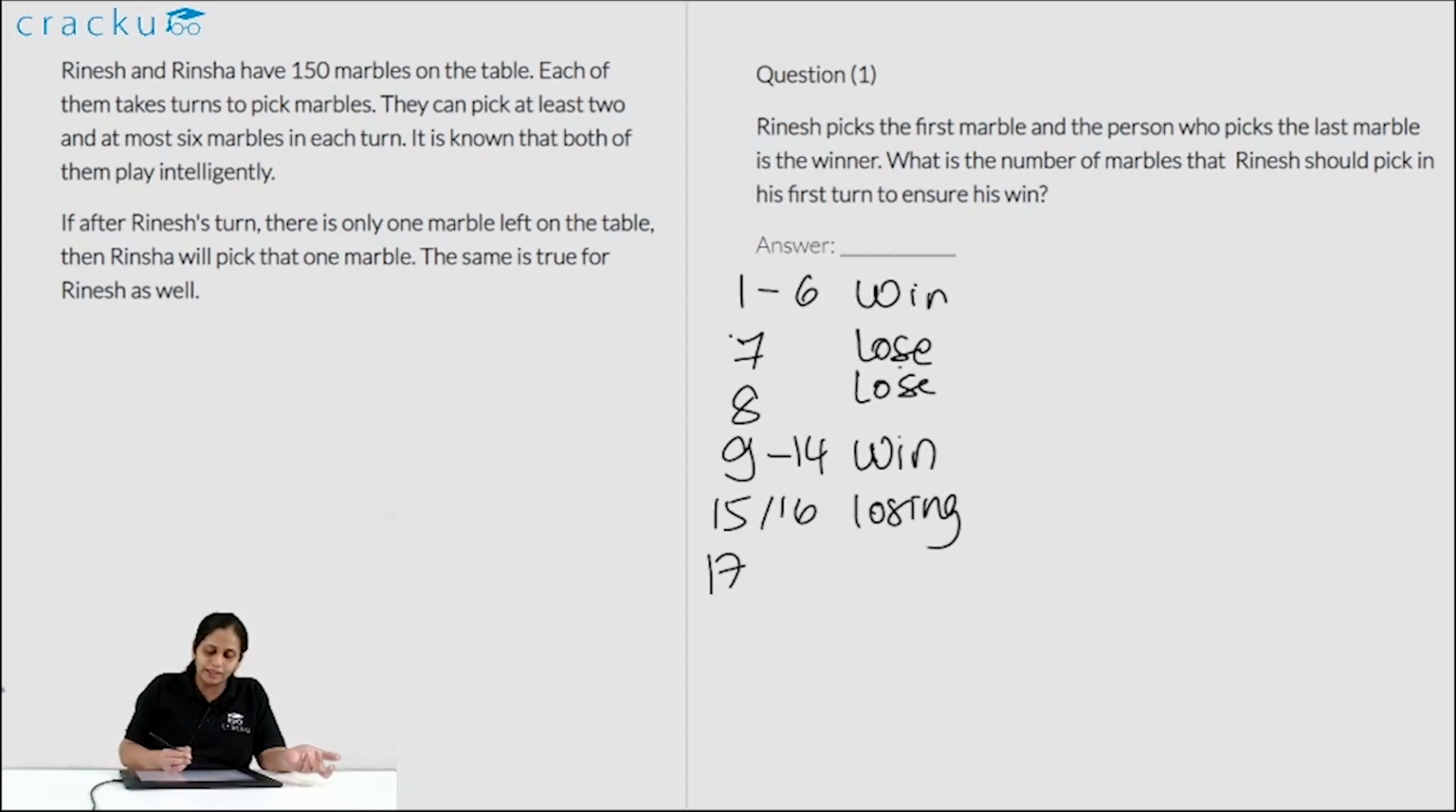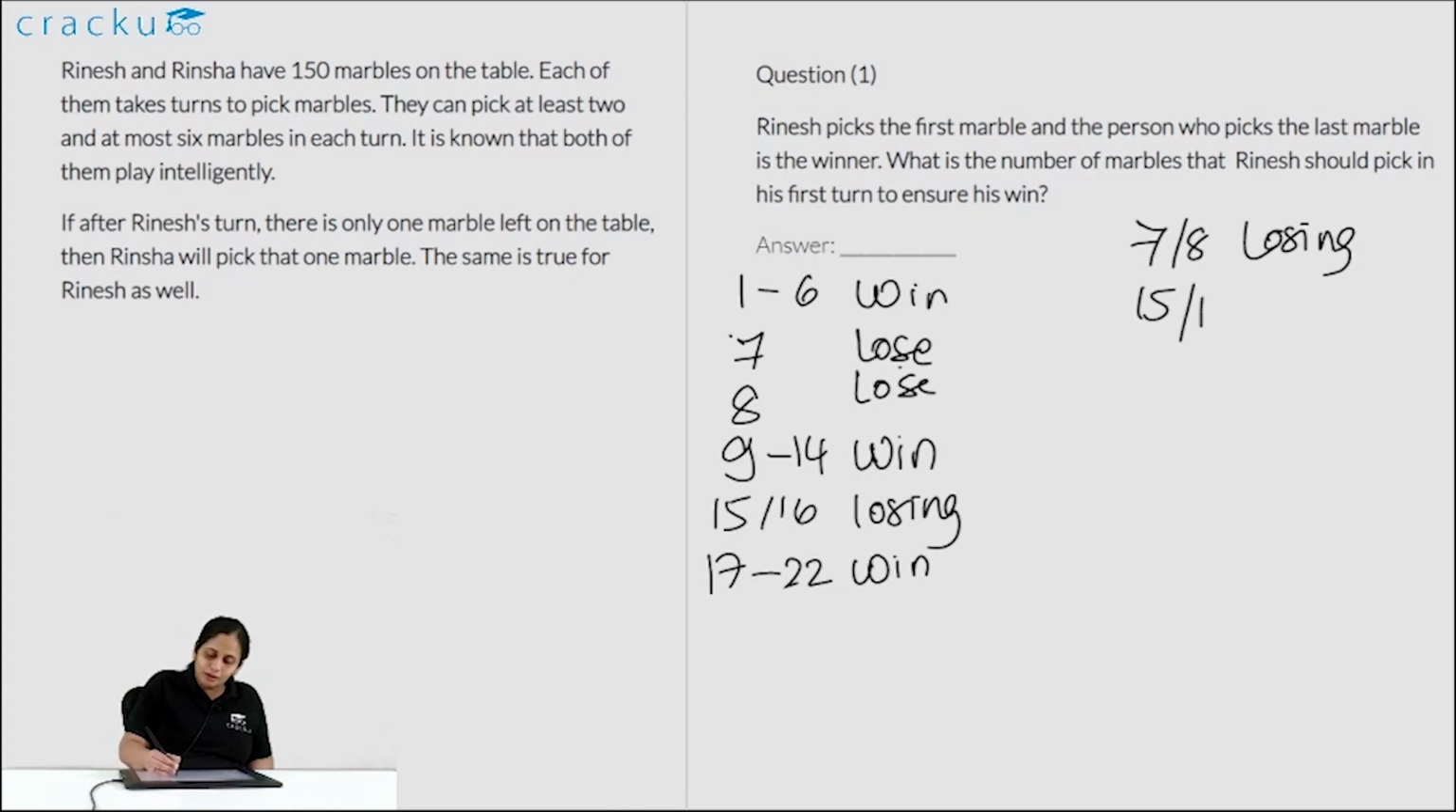Now again from 17, if I have 17, I'll pick 2, I'll put the person at 15 and I'll put my opponent in a losing position. So 17 is a winning position. Similarly, 18, 19, I'll continue to do that. Okay, so from 18, 15 plus 6 would be 21. So at 21, I'll pick 6 marbles, I'll put the person at 15 and it would be a losing position. At 22, again I can pick 6 and I'll put them at 16, which is again a losing position. So 17 to 22 is a winning position. Now see, we see a trend emerging, okay? 7, 8 are losing positions.